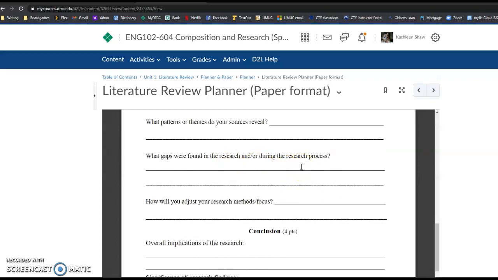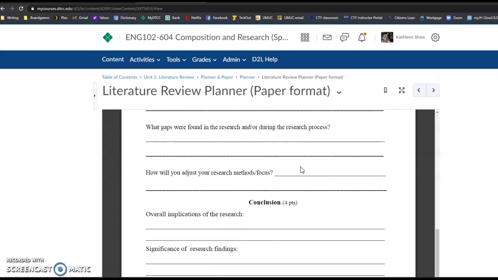What more do you need to find? Could you only find news articles? Could you only find academic articles? Could you only find articles from one point of view? What gaps are you going to need to fill in? And how will you adjust your research methods or focus? What are you going to do next?